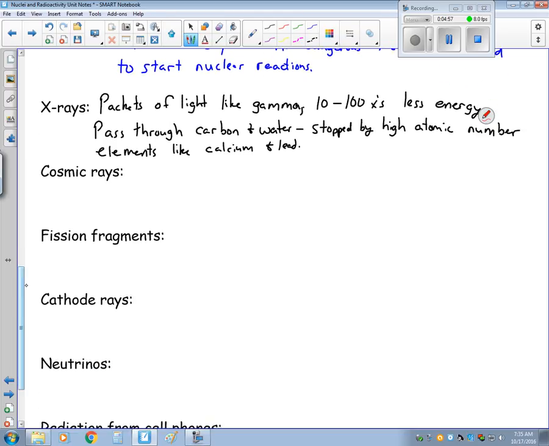Cosmic rays. This is any radiation from space. Usually, this comes in from protons, electrons, gamma rays, and something different called a muon.